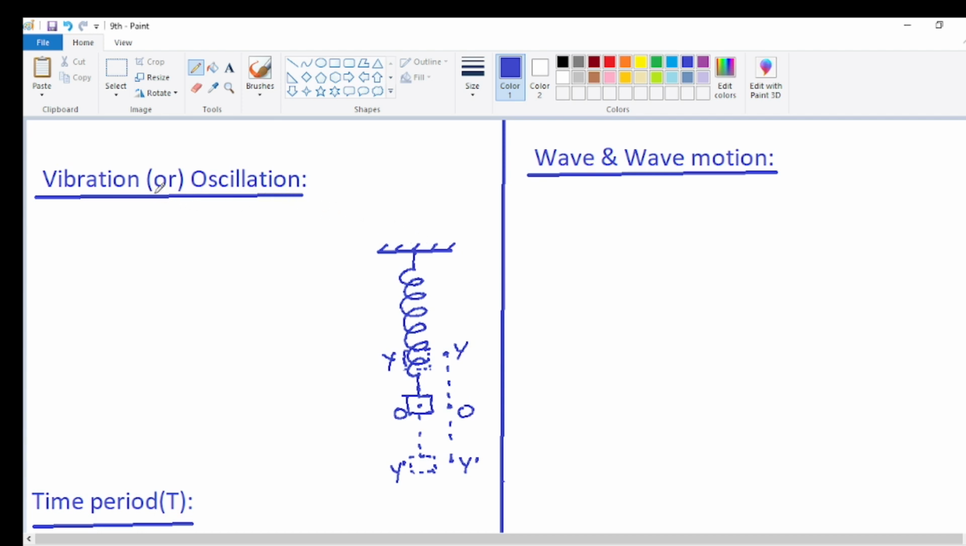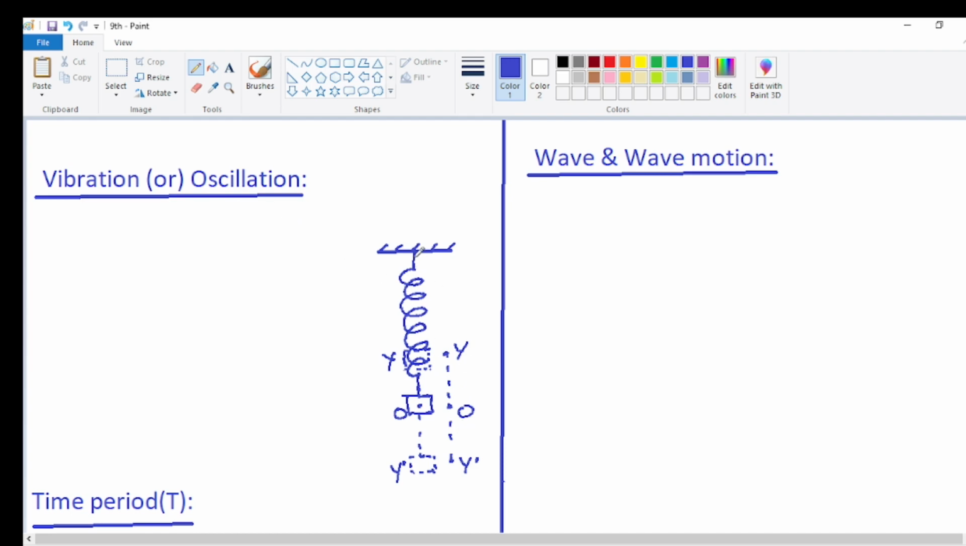Now there is a small difference between vibratory and oscillatory motion. Oscillatory motion usually means slow to and fro motion. Vibratory motion means faster to and fro motion. This can be understood from a simple example. Now this is the example of vibratory motion, and from this the exact meaning of vibration and oscillation can be obtained.